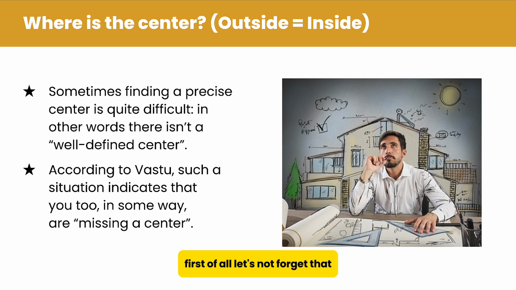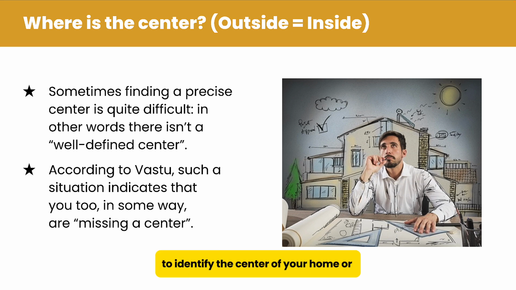First of all, let's not forget that the outside world mimics the inside world. What is outside of you is actually inside of you, in the subconscious, and vice versa. Sometimes it happens that a house, office, or workspace doesn't have a precise center. It doesn't have a clear and well-defined center. When this happens, according to Vastu, it means that you or your business also lack a, say, center.